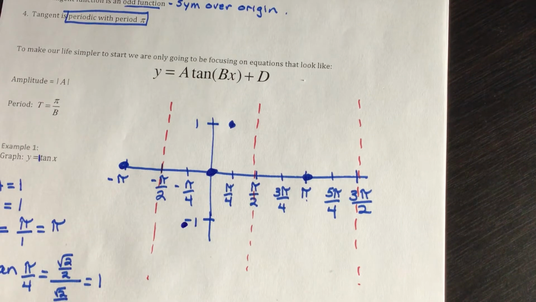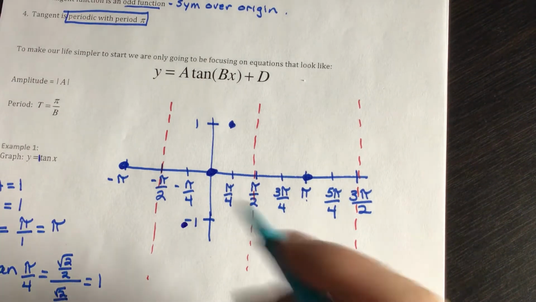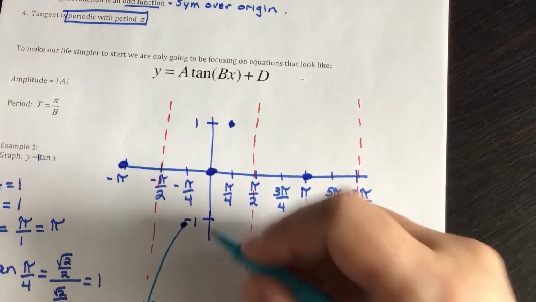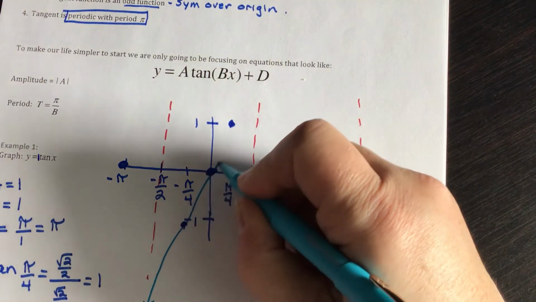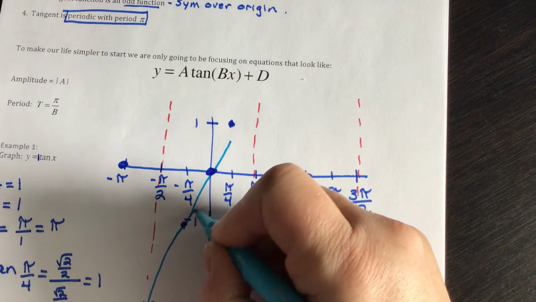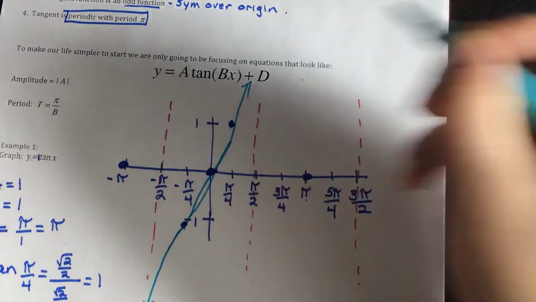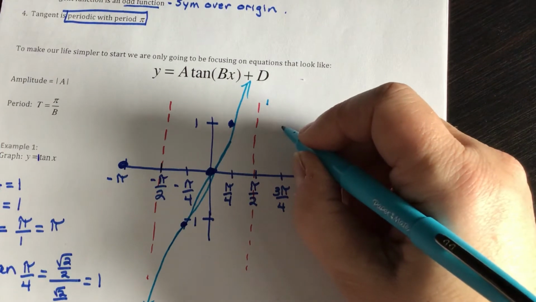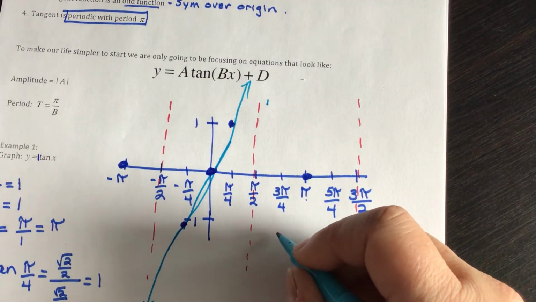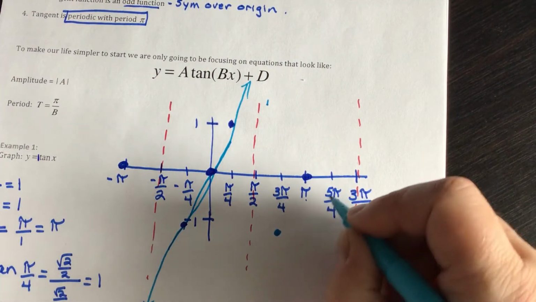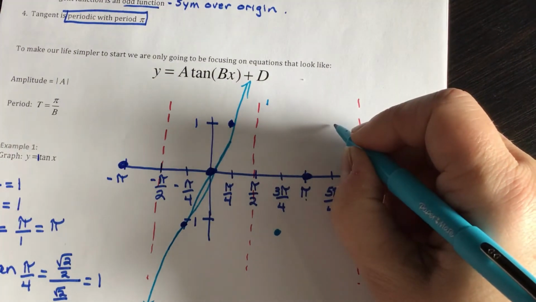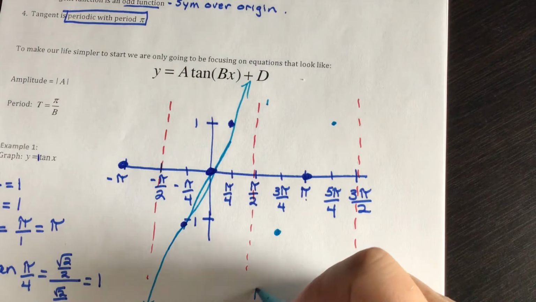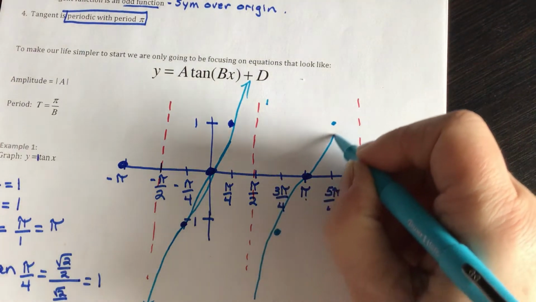So my graph will look like this. It's going to hit the asymptote. Oops, it's going to kind of curve here. Same thing here. 3 pi over 4 is negative. 5 pi over 4 is positive. So it's going to look like this.